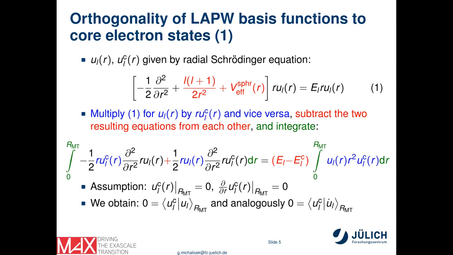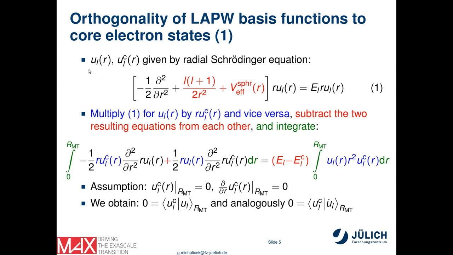We use this FLAPW basis to represent the valence electrons, and for this the FLAPW basis has to be orthogonal to the core electron states. Here I will briefly sketch the proof that this actually is the case. And in this proof we will see that certain assumptions enter, and this is something that you should keep in mind.